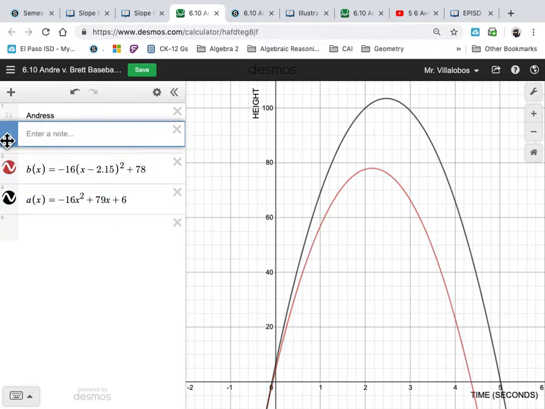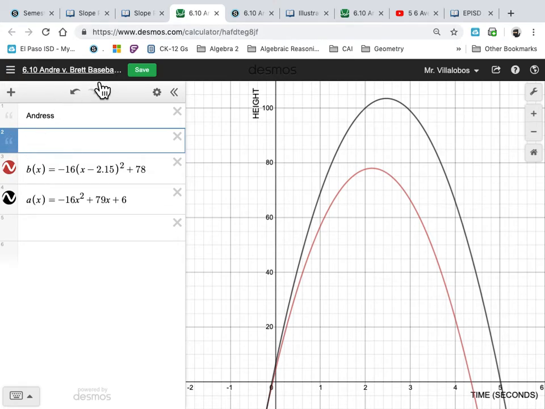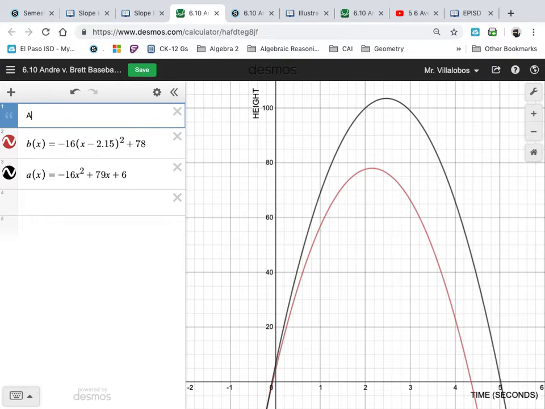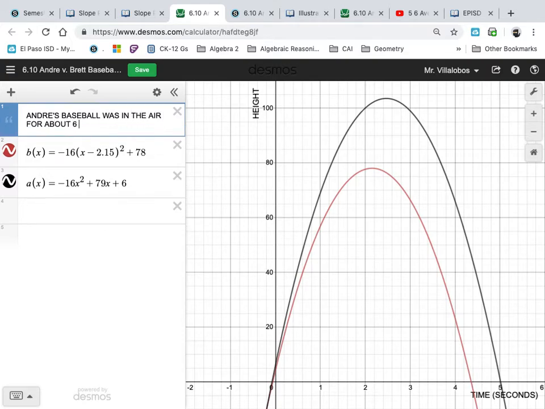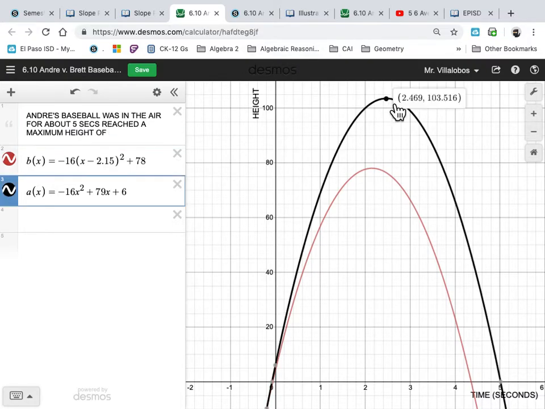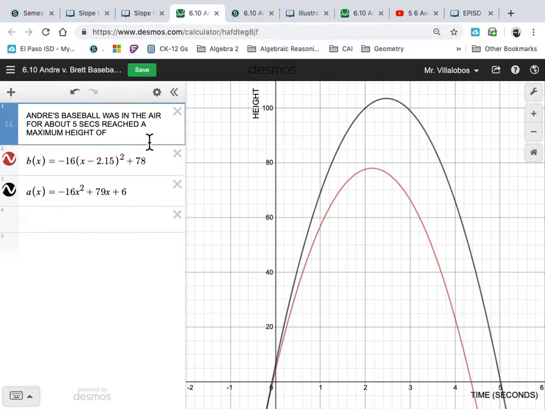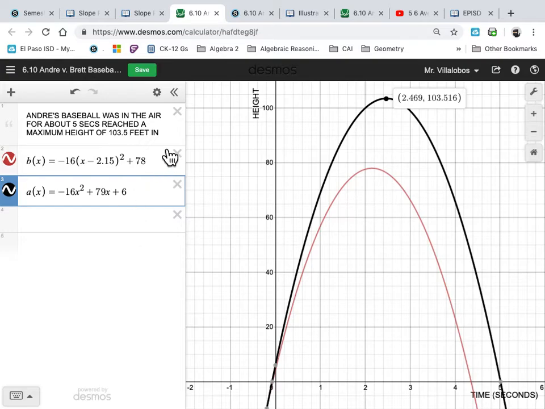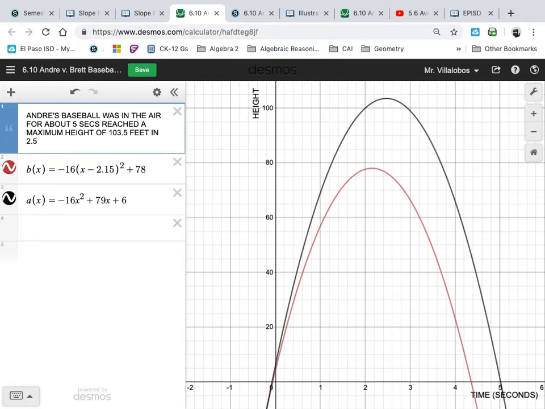Andre's baseball was in the air for about 5 seconds. Reached a maximum height of 103.5 feet in 2.4 seconds, about 2.5 seconds.